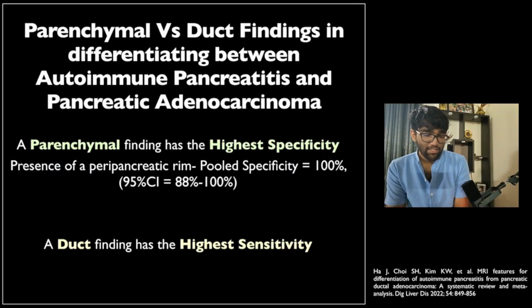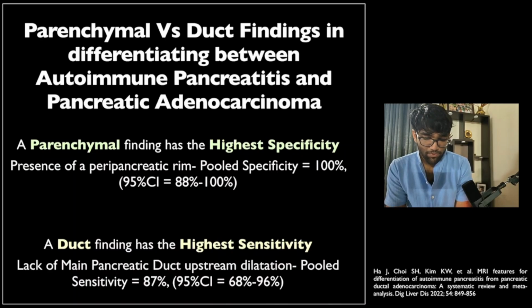On the other hand, it is a duct finding which has the highest sensitivity. So if you see lack of duct dilatation proximal to the lesion, okay, that is upstream of the lesion, it indicates that the duct is not getting compressed within the mass. So that is highly sensitive for an inflammatory mass lesion versus pancreatic neoplasms, with a sensitivity of up to 96%, but pooled sensitivity of 87%. So these are the two findings that have the greatest clinical validity.